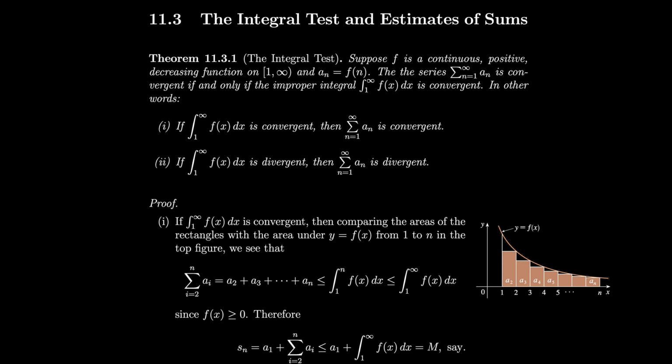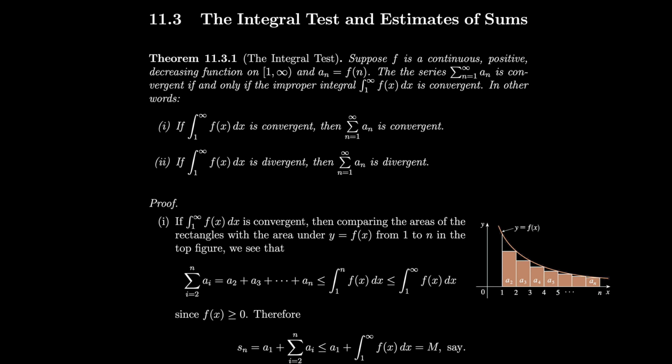Section 11.3. The integral test and estimates of sums. Suppose f is a continuous positive decreasing function on the interval from 1 to infinity, and a_n can be written as a function f(n), so there's a corresponding function to each term a_n. Then the series, the sum of all these a_n, is convergent if and only if the improper integral from 1 to infinity of f(x) dx is convergent.